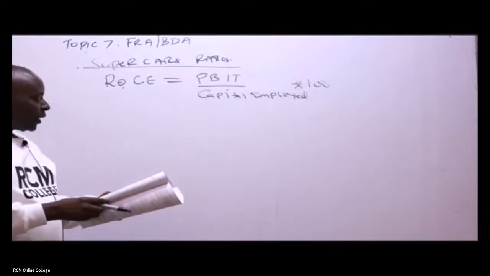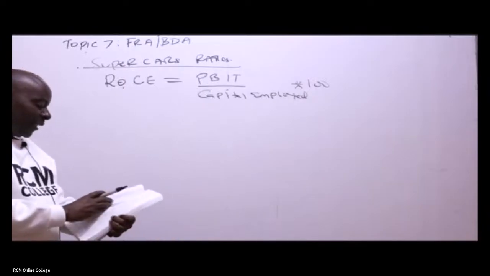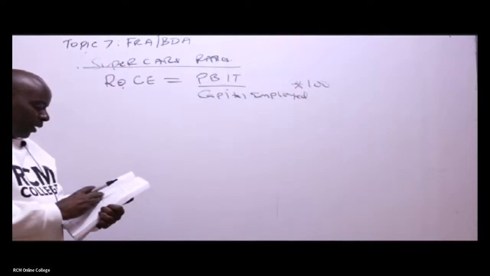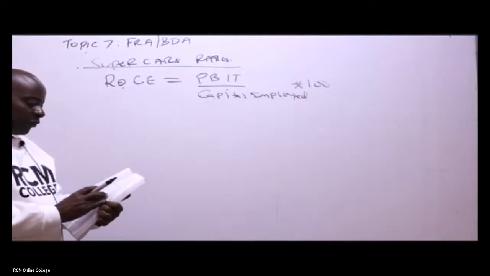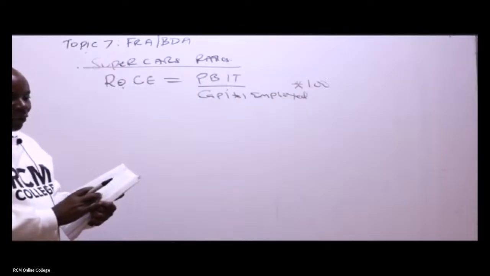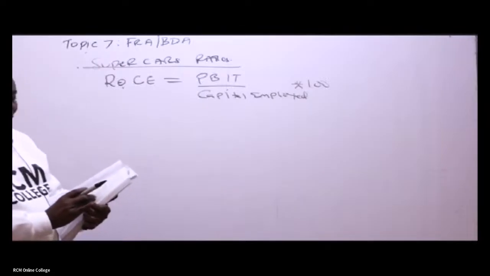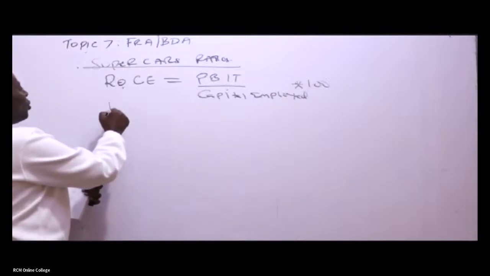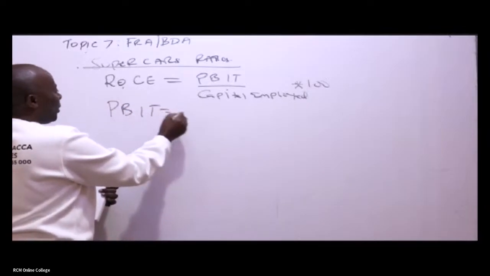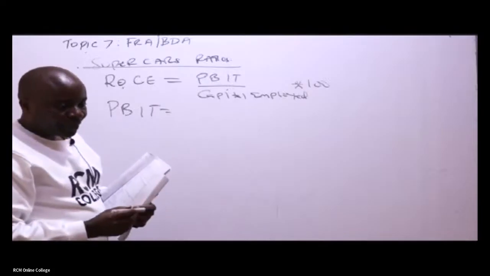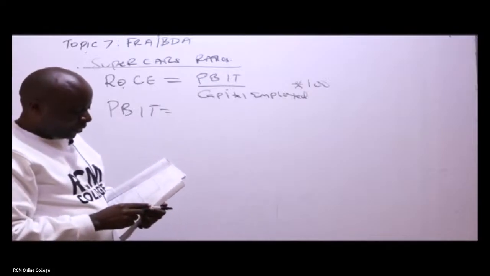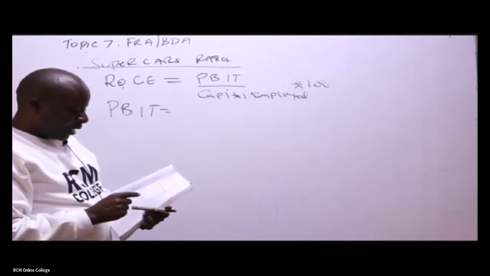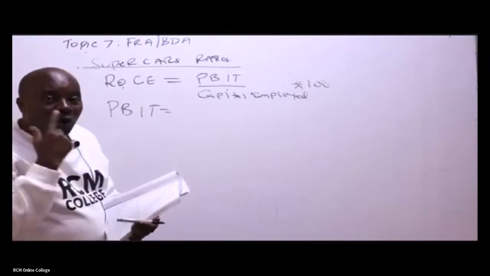So please go to your profit statement and pick the PBIT. I'll wait for you to give me the answer for PBIT for Supercars. What is our PBIT for Supercars? Irene is saying 1,000. Wrong.